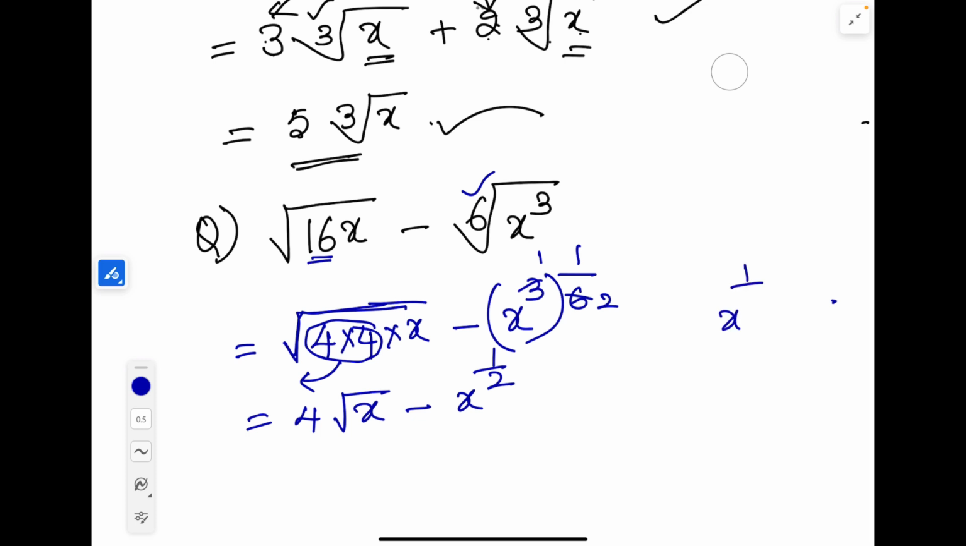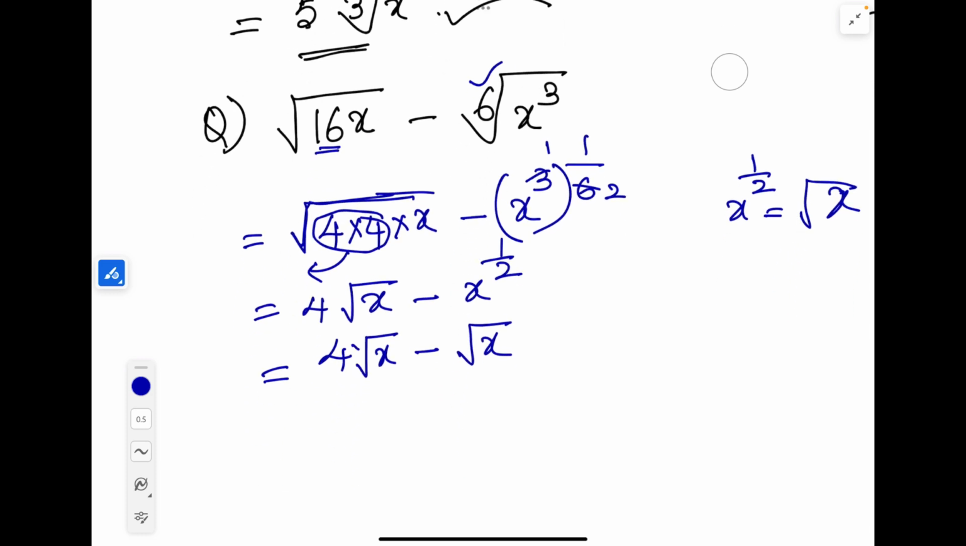Children, what is x power 1 by 2? It is nothing but the square root of x, right? So can I write this as 4 into the square root of x minus the square root of x? Okay. Now both the index and the radicands are the same. We can subtract. So subtract the coefficients. Here the coefficient is 1. 4 minus 1 is 3 root x. So this is the answer.